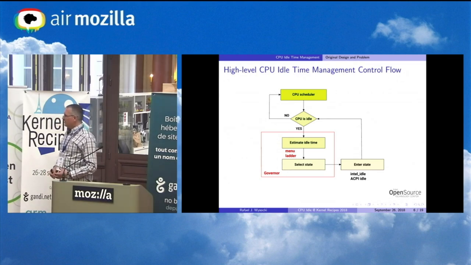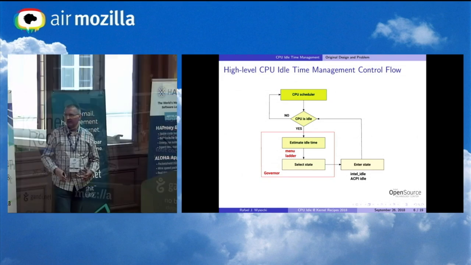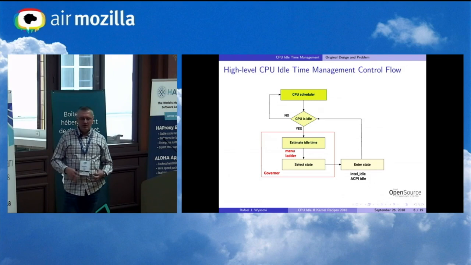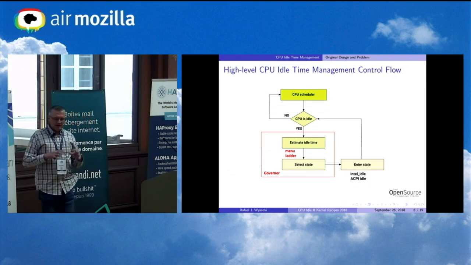And the CPU is actually put into the idle state by a driver. And there are two drivers for Intel hardware. One is Intel idle and the other is ACPI idle. They work sort of differently depending on the case. And they basically, on modern processors, they both execute the M-weight instruction to tell the processor that this logical CPU is idle.